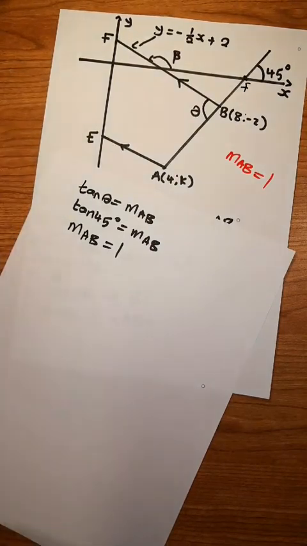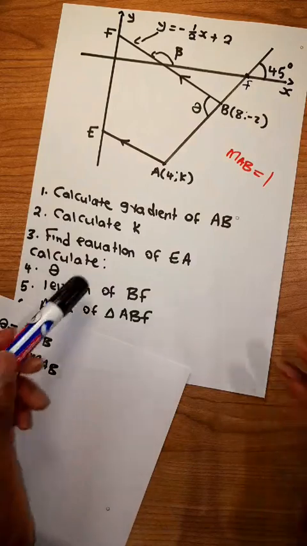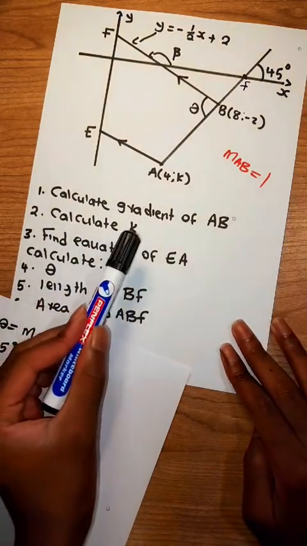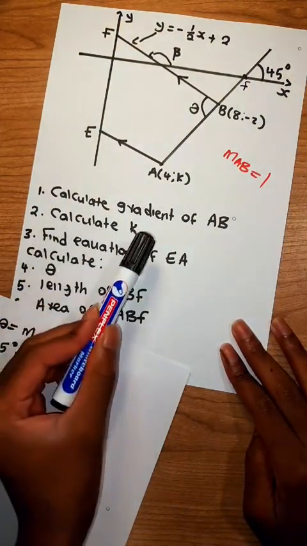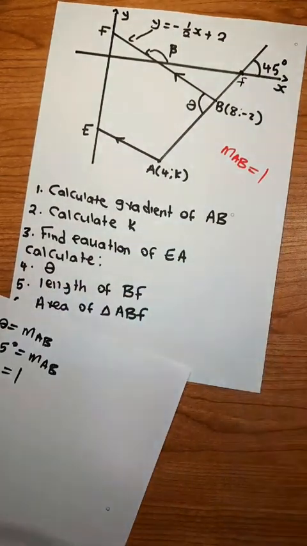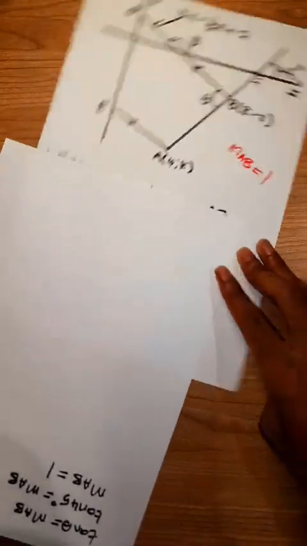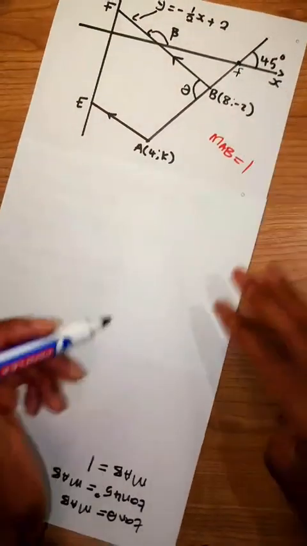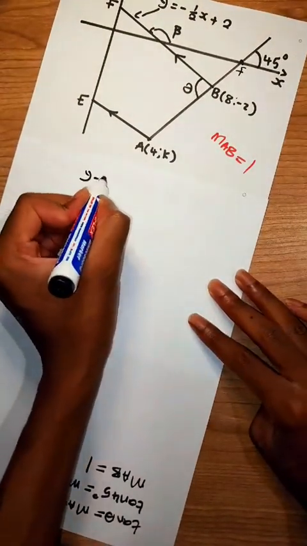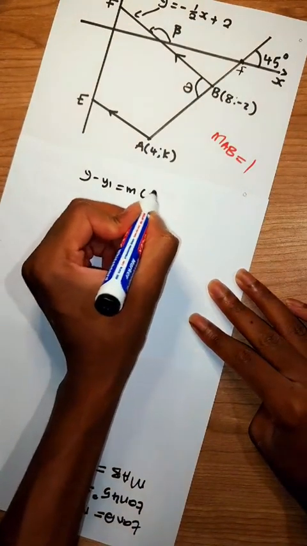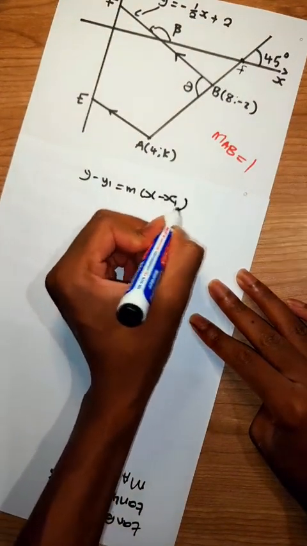Now let's actually look at the second question. The second question requires us to calculate K, right? So this is K. What are we going to do? Well, we can just find the equation of AB, right? So I want to use this cool equation. I just love it. It says y minus y1 equals m(x minus x1), right?